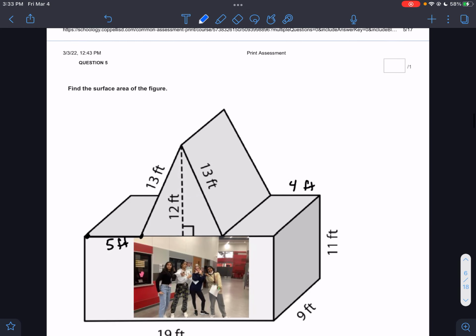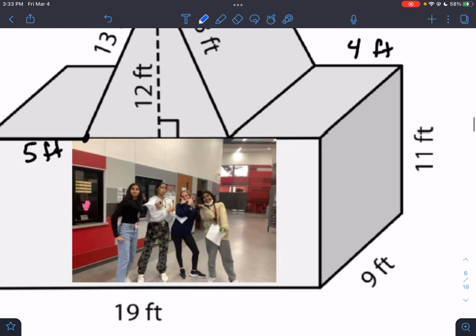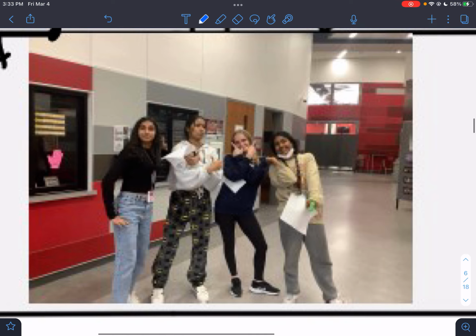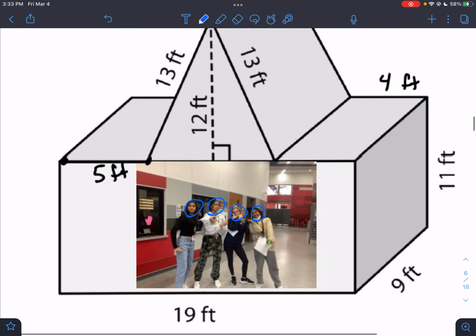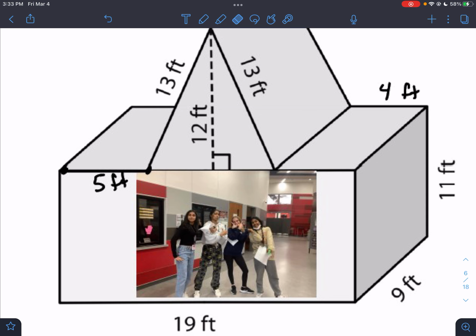That's a nice one. Find the surface. Oh, look at my friends here. It's kind of blurry here. Sorry, but that's Nisha and Isha, Carly and Nitty. They're pretty awesome. All right. They're a lot of fun.